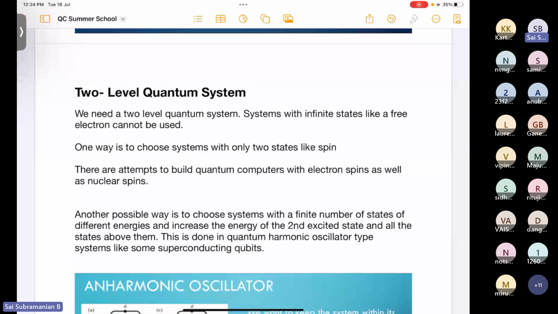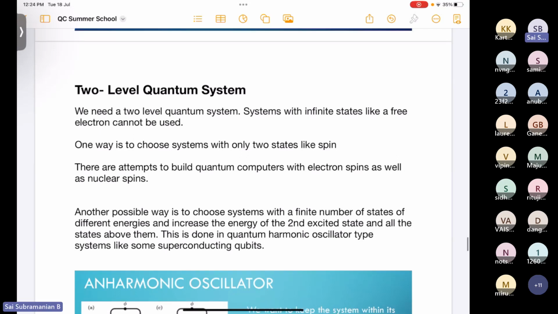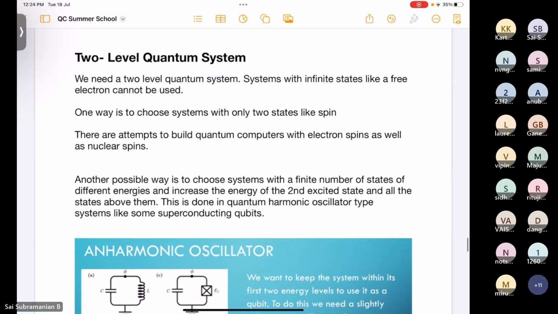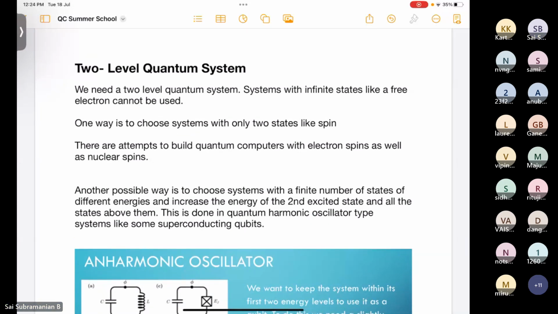And this is more a field that you can explore out of interest. Each of these is a subfield. Like if you look at superconducting quantum computing, it's a subfield. Photonic quantum computing, it's a subfield. So we'll just touch upon briefly what these requirements are and also hint at some of the examples of quantum computing. So the first requirement is a 2-level quantum system.